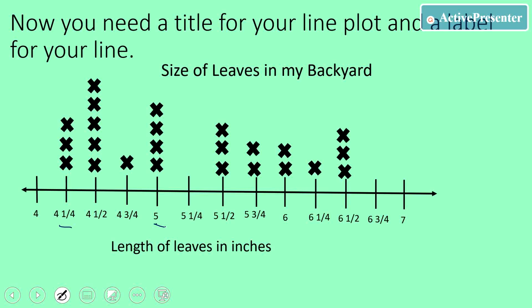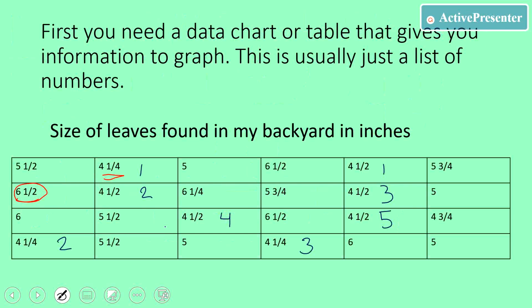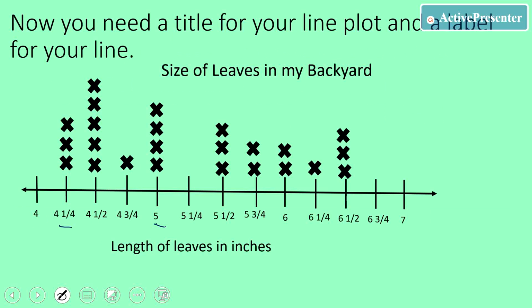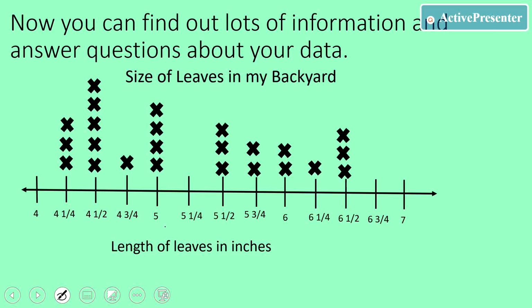This shows me all my data really easily. It's much easier to see how many of each kind I had and the different lengths of leaves than it was when I looked at just my table. That was way too much information. But if you look at it now, it's much more organized and it helps me. Now I can find out lots of information and answer questions about my data, about the size of leaves in my backyard and the length of leaves in inches.